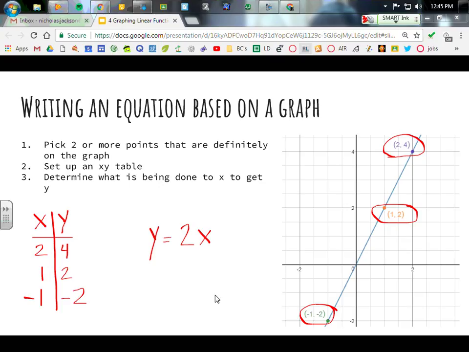So we should be able to plug in any number for x and get a y that will definitely be on this graph. All right, so if you plugged in 3 for x, multiplied by 2, you get 6. So the point 3 and 6 would be on this line.